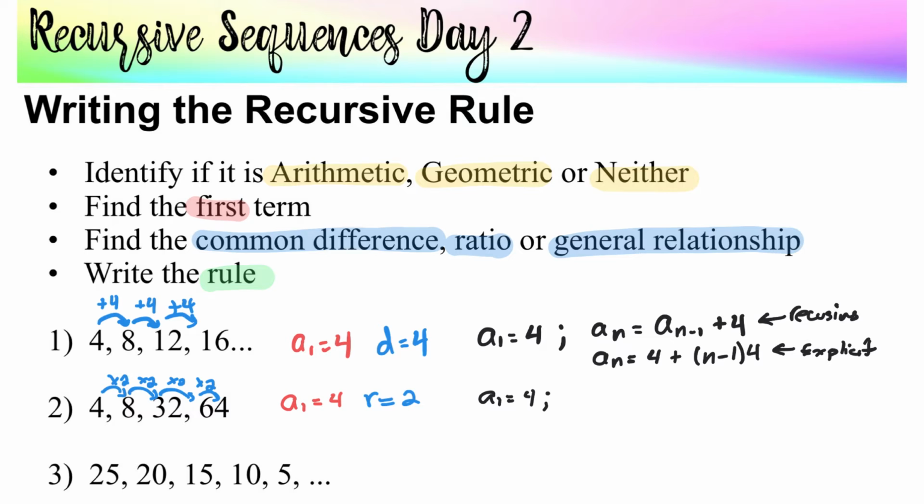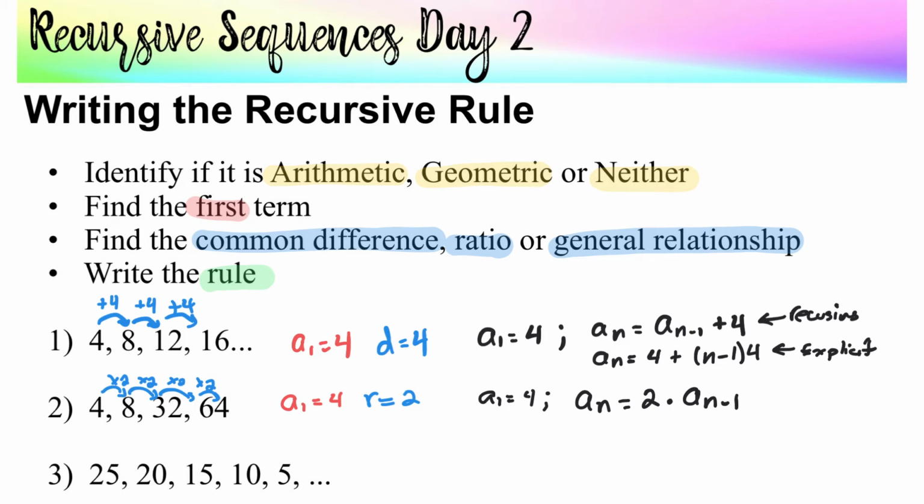And then our a sub n, the next term that we're trying to find, is going to be the common ratio times a sub n minus 1. And we know that that common ratio in this problem is actually the number 2. So that would be our recursive formula here.